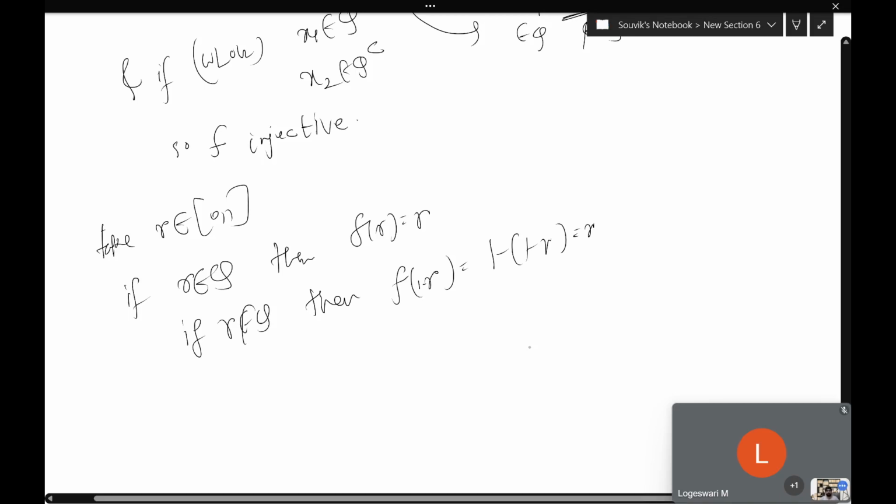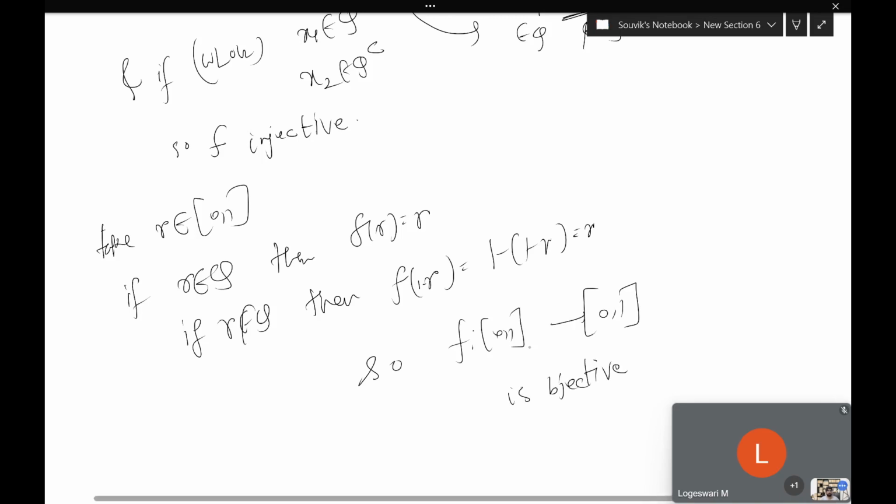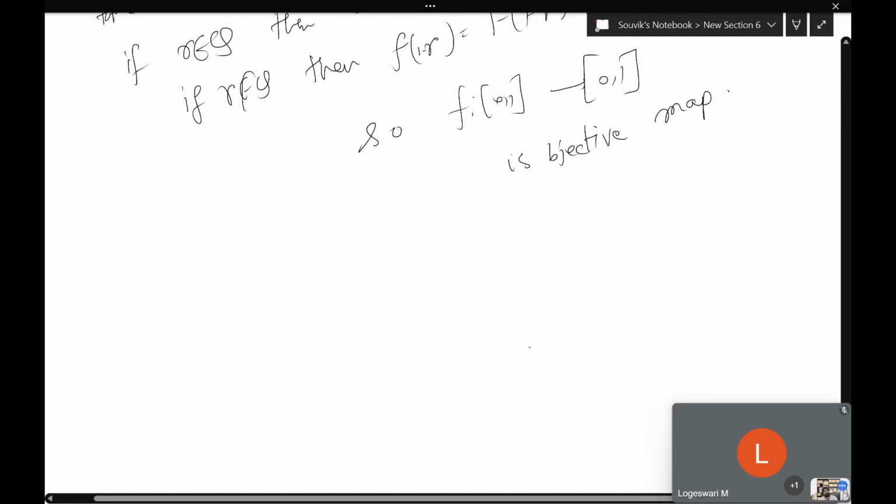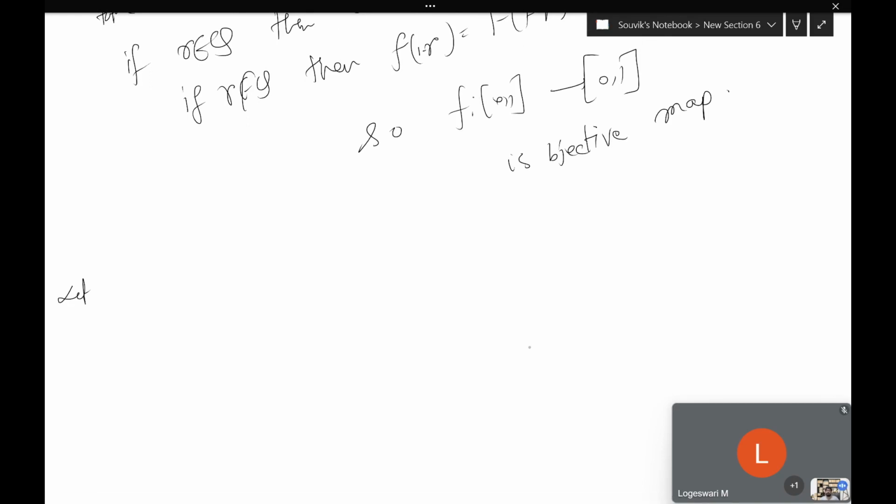So f from 0,1 to 0,1 is bijective. The next thing is to check continuity. So let f be continuous at x.